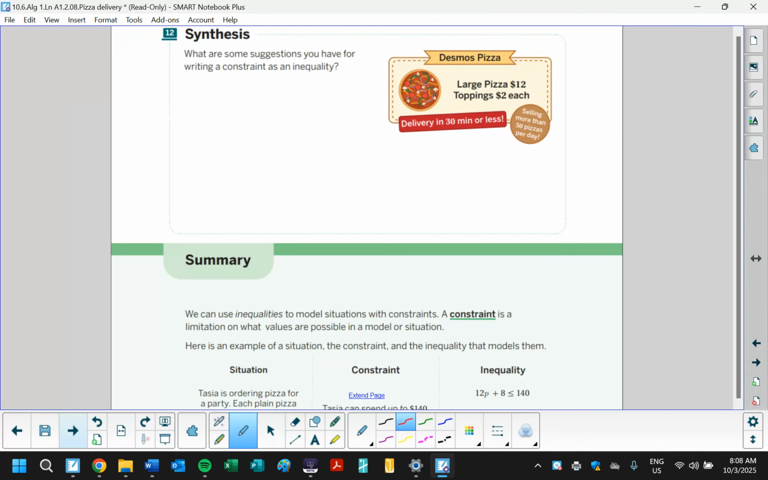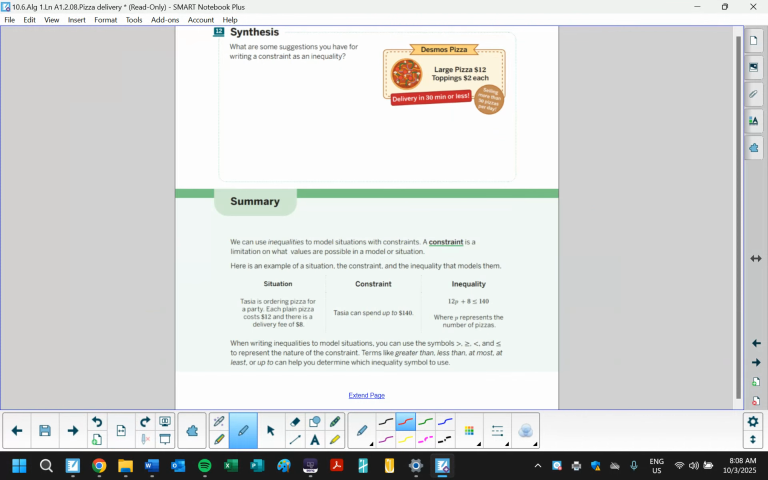Now, if you need, pause the video, go back, rewatch a certain part of it, and then go ahead and mark up, write in a couple notes. What's the most important thing? What does a constraint mean? How can we write constraints using inequality symbols? And what verb words or word phrases can help us determine which inequalities to use?